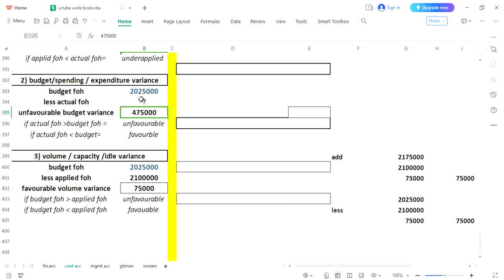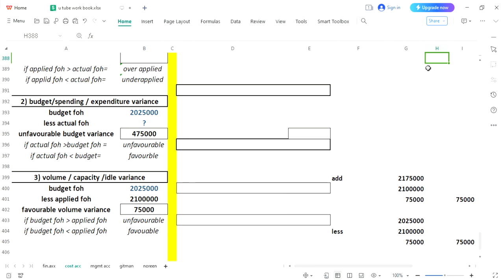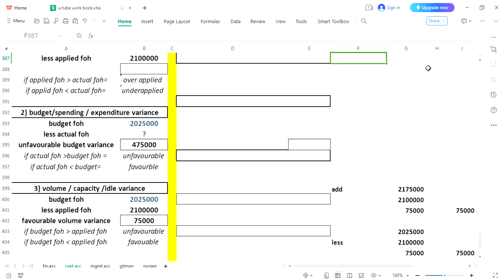Now we need to calculate actual FH. So come over here again; the same adding or subtracting options are available. The known amount is 20 lakh 25,000, which would be put over here, and the second known amount is 4,75,000. You can put it over here.